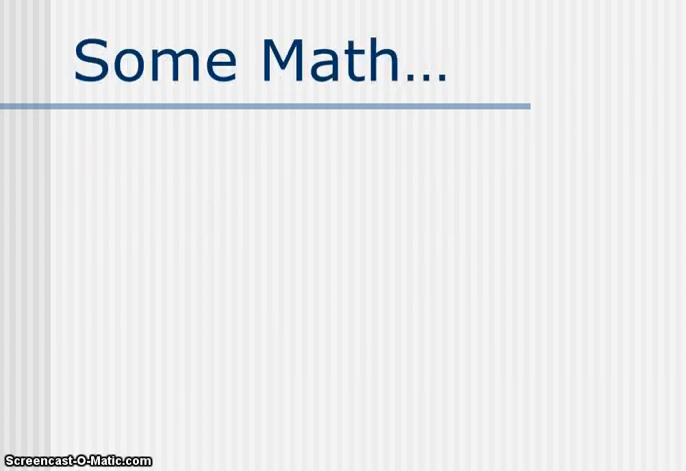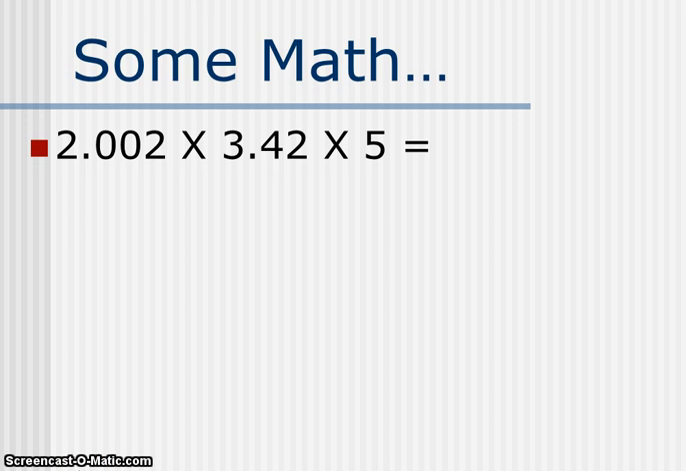So now we're going to do a couple of practice problems. Let's say we've got 2.002 times 3.42 times 5. The first thing we would do is multiply all those numbers together in the calculator, and then look at what the calculator comes up with for an answer. So plug those in. The calculator says 34.2342. That answer has too many significant digits.